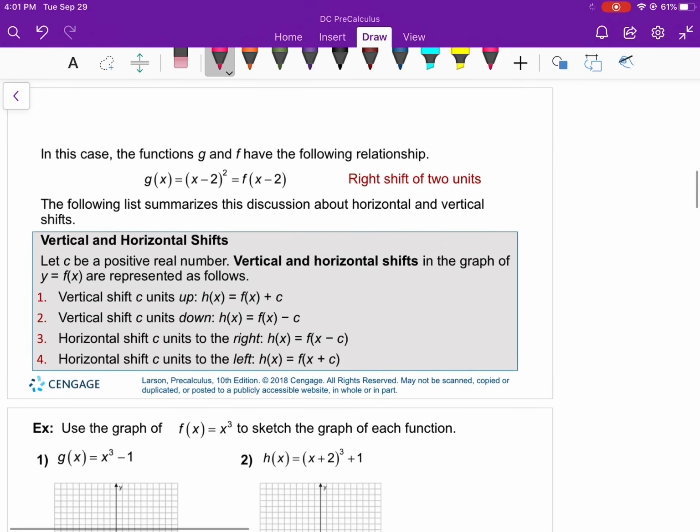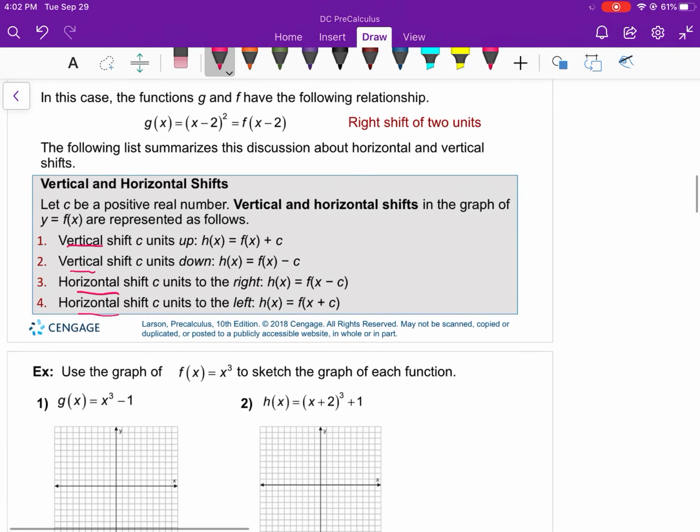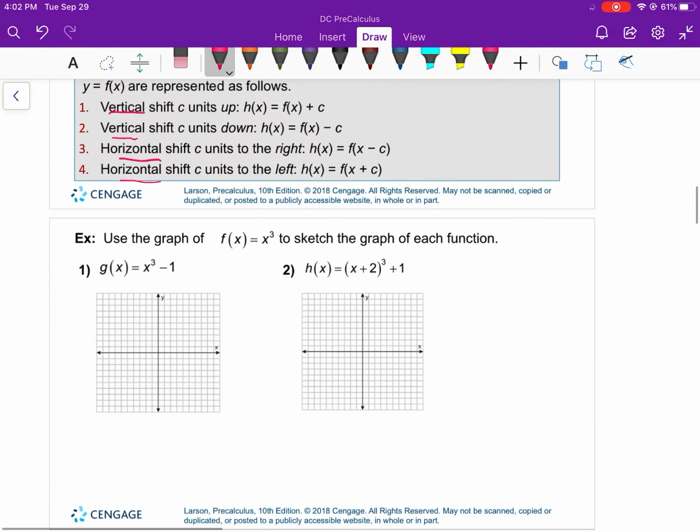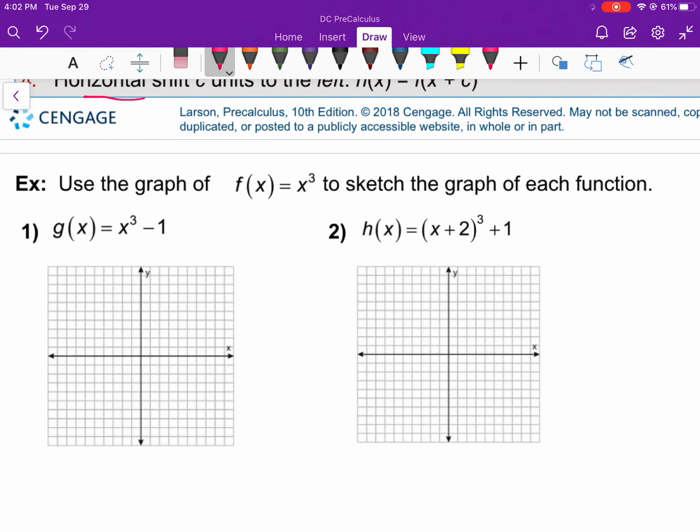All right, so this summary tells you all about your shifts. Adding or subtracting outside the function is vertical. Within will be horizontal, and it's always the opposite. And so we're going to practice that with these two problems here. Now, when you do these, I would like for you to sketch your parent function first.